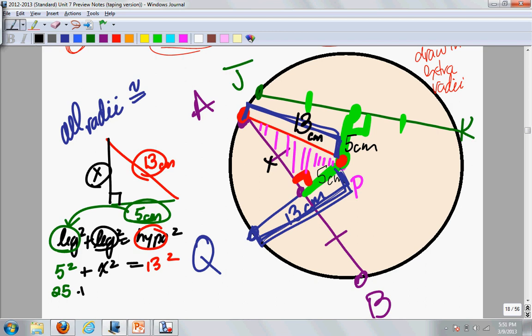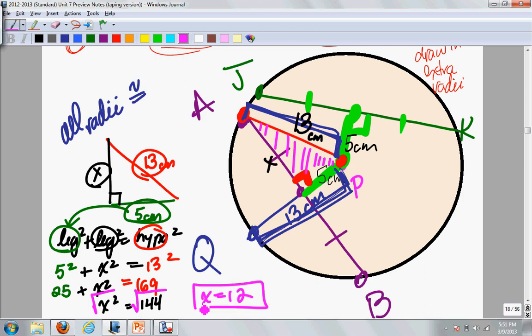Let's solve. We have 25 plus x squared equals 169, minus 25 both sides. We end up with x squared equals 144. And we square root both sides, and of course we get x equals 12. Let's bring that around here. That means A to this point is 12. But because if perpendicular then bisects, this is 12 over here. 12 and 12, which gives us the length J to K, which is 2 times 12, is 24.